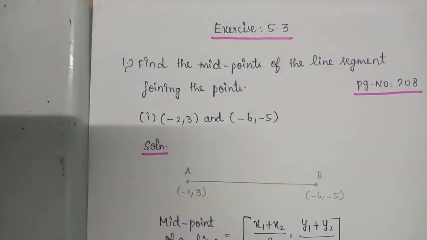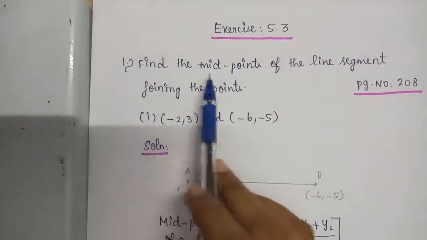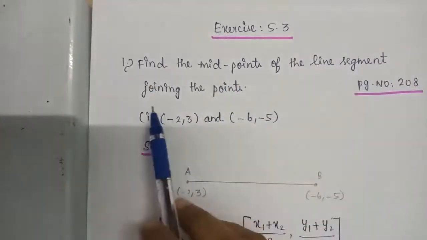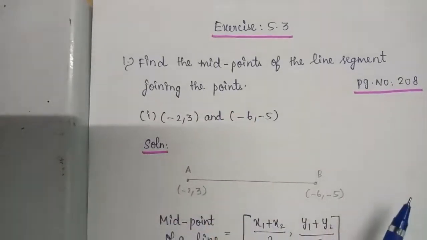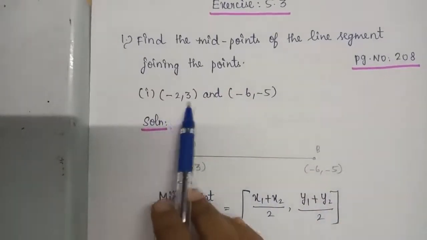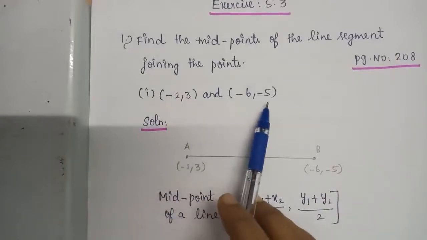Happy morning students. In the last video we saw example problems. Now we are going to see exercise 5.3, first problem. Find the midpoints of the line segment joining the points, which belongs to page number 208. First subdivision: minus 2 comma 3 and minus 6 comma minus 5.